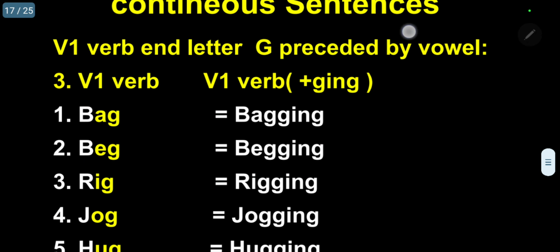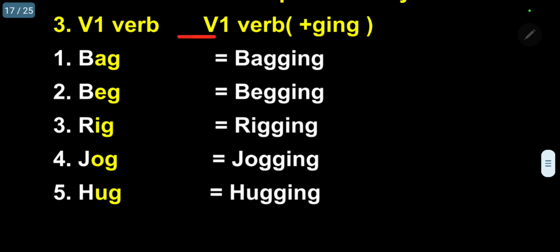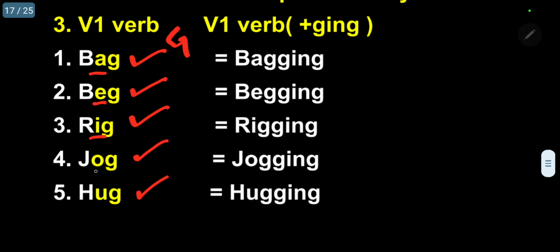The next letter is G. Now, kindly follow. I am giving now bag, beg, rig, jog, hug. The vowels are A, E, I, O, U. So, when you are using the end letter G, preceded by a vowel, what will happen now? Bag becomes bagging, with an additional G; beg, begging; rig, rigging; jog, jogging; hug, hugging. Simply one letter, the last letter, is added extra.